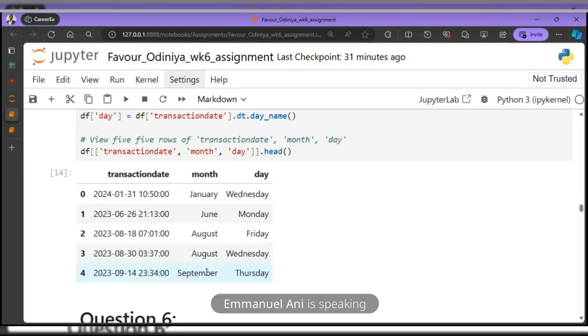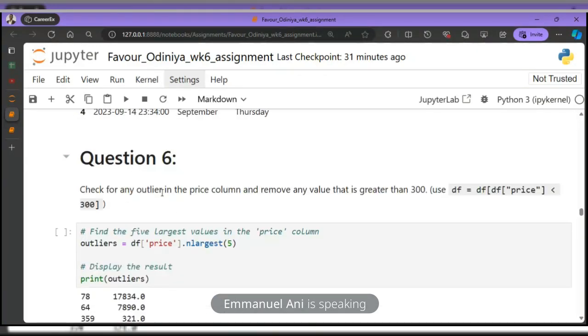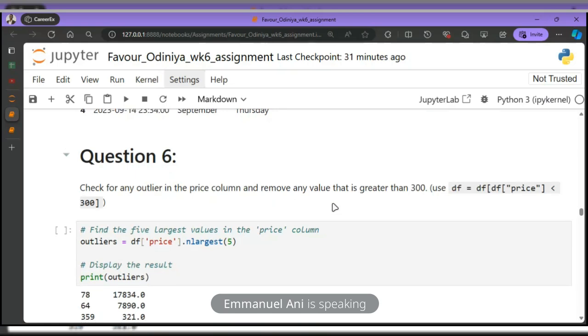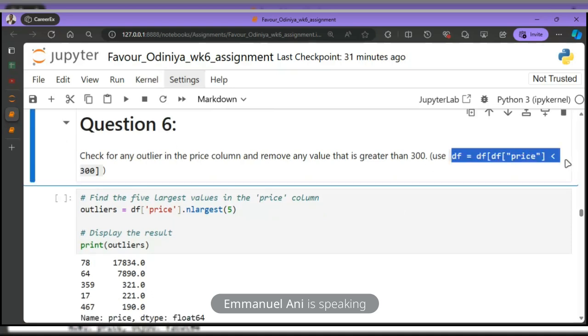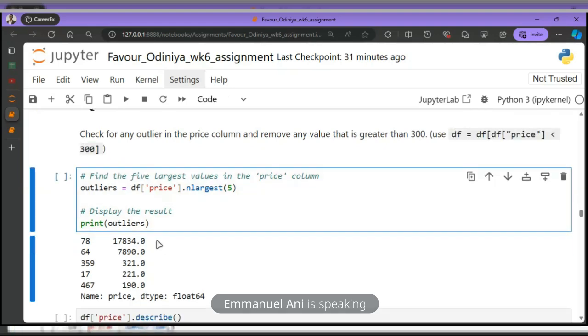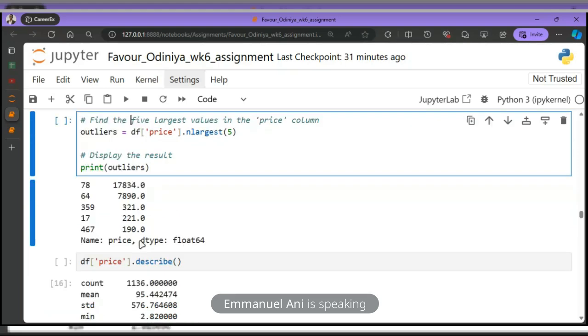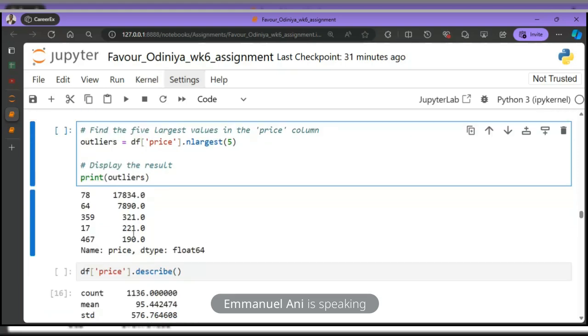All right. Now question six: check for outliers in the price column and remove any value that's greater than 300. So I already gave you a hint here. I don't even know if I gave you a hint, but anyways, you know how to do that. You can use nlargest to get the n largest and cut it from a particular place, all right?